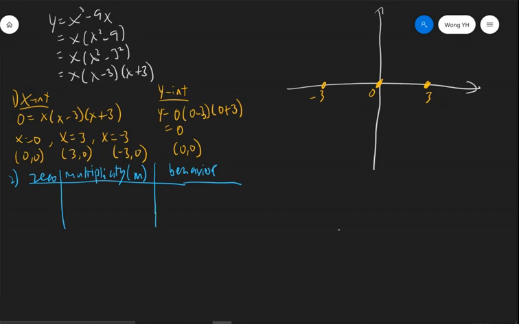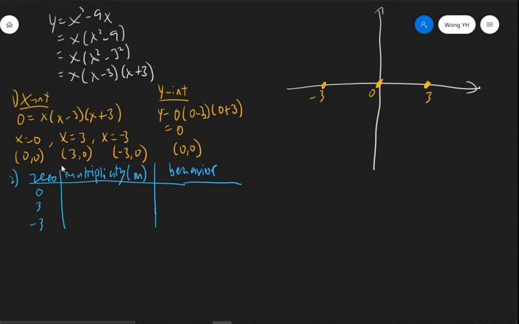So what is a zero? As you can see, what does zero mean? A zero basically means the x-intercept. So zero and x-intercept are the same thing. So we have 3, 0, all right. First one 0, 3, and minus 3. So we put it there: 0, 3, and minus 3.